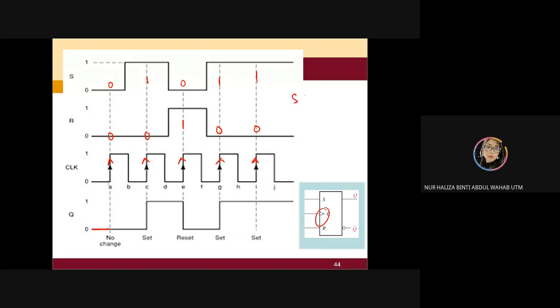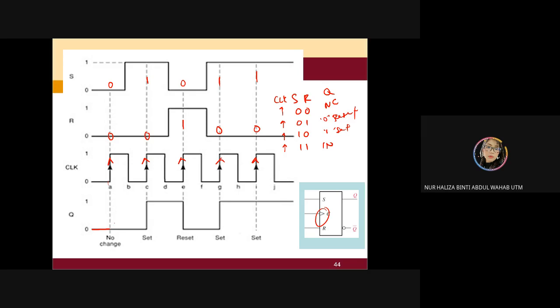And SR clock. So I do this because I want you to remember. I repeat several times. Hope that you will remember. This is set. This is 0, reset. And this is no change for your Q. So this is the table that you need to refer to.